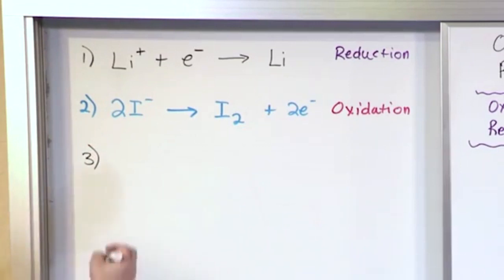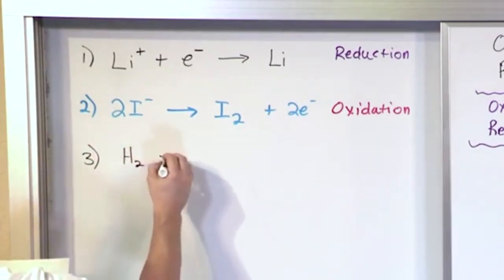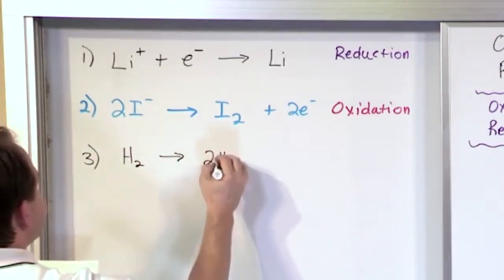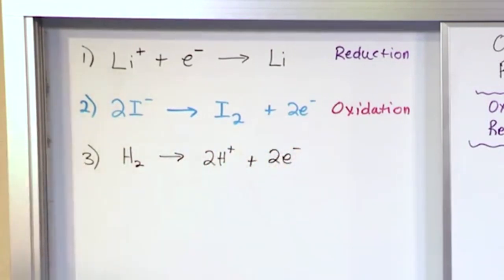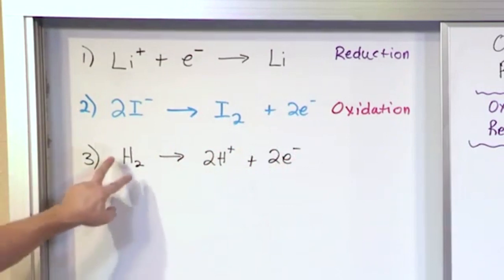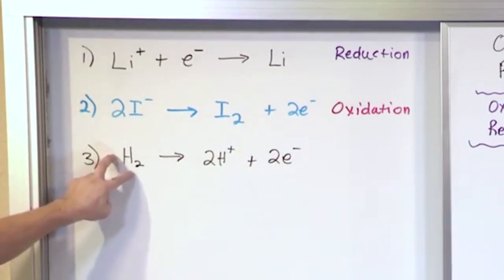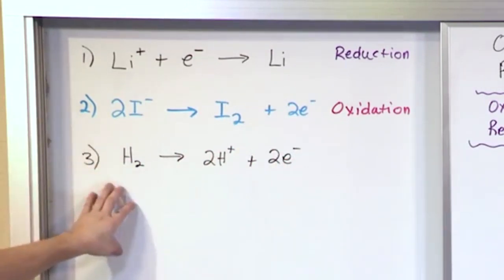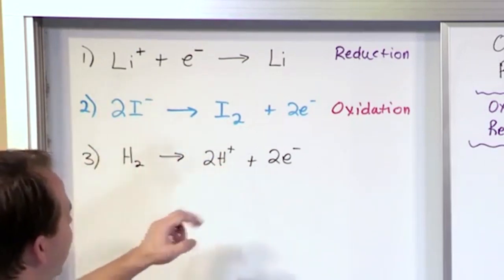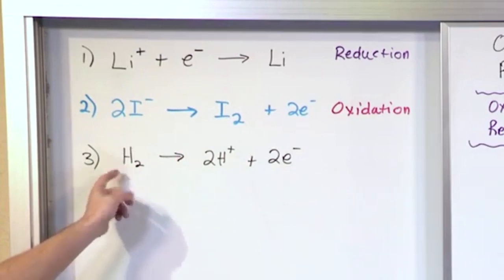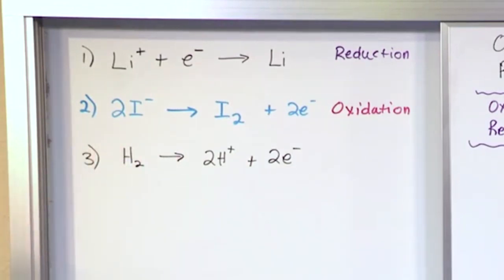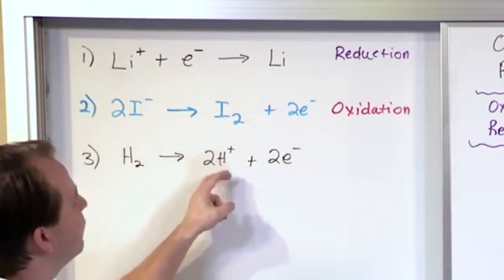All right, now what if we have H2 yields 2 hydrogen ions plus 2 electrons? Now make sure you understand what's happening here. We have H2, that's a diatomic molecule, 2 hydrogen atoms bound together. And then we have the reaction where 2 of these electrons peel off because we have 2 hydrogen atoms. 1 electron comes from each of the hydrogen atoms there. What we're left with is 2 hydrogen ions.